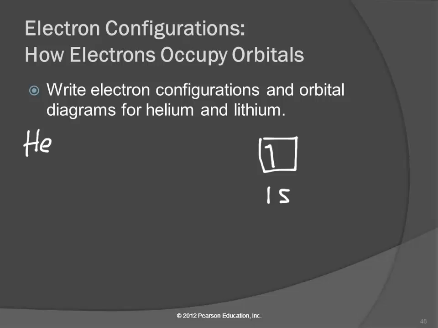So we're going to have one arrow pointing up and one arrow pointing down. That's the orbital diagram for helium. It shows that there are 2 electrons in the 1s orbital, and they have opposite spins.